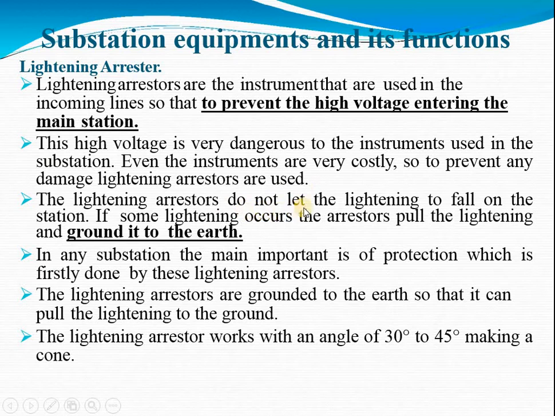The lightning arresters do not let the lightning fall on the station. If some lightning occurs, the arresters pull the lightning and ground it to the earth. So this is the important function of a lightning arrestor.